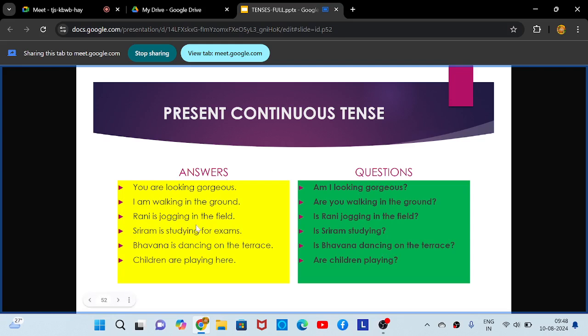So the answers are as follows. You are looking gorgeous. I am walking in the ground. Rani is jogging in the field. Sriram is studying for exams. Bhavana is dancing on the terrace. Children are playing here. So all these sentences are in present continuous tense.